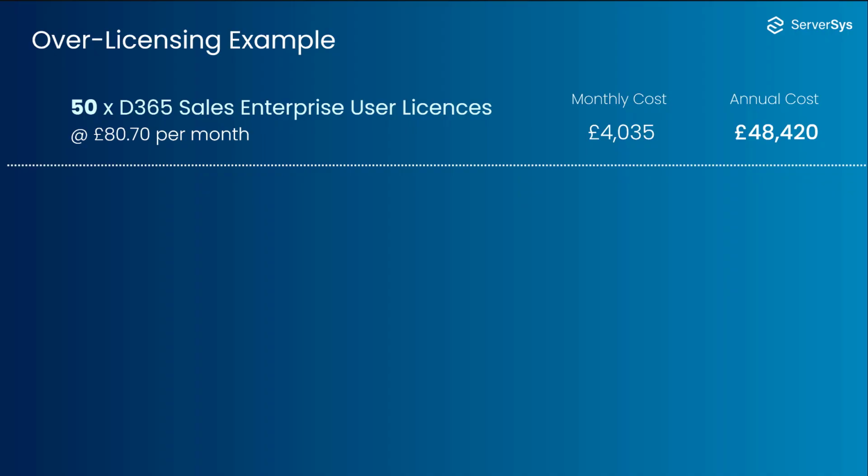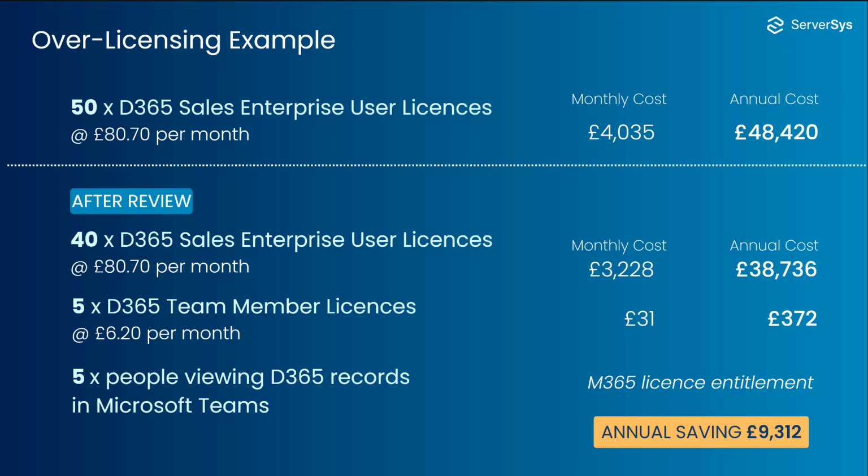Here's an example of this. A business has deployed Dynamics 365 Sales to 50 people who are licensed on the enterprise plan. Based on the current commercial rates, that's an annual cost of just over £48,000. However, when we review situations like this, we often find that some people really don't need the full capabilities of the enterprise license. For example, let's say the team member plan will suffice for 5 people who aren't creating or updating accounts, lead and opportunity records.